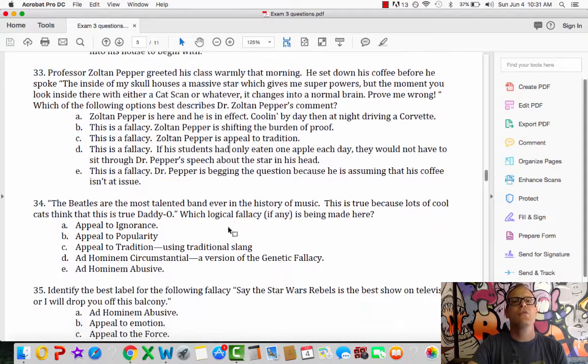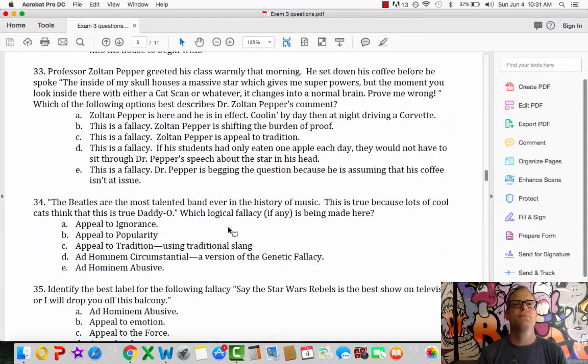Okay, 33, Salt and Pepper's here. Professor Salt and Pepper greeted his class warmly that morning. He set down his coffee before he spoke. "The inside of my skull houses a massive star, which gives me superpowers. But the moment you look inside there with either a CAT scan or whatever, it changes into a normal brain. Prove me wrong." Okay, which of the following options best describes Dr. Zoltan Pepper's comment? All right.